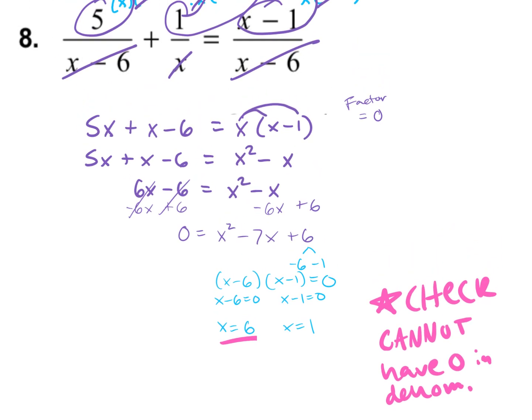We only have to plug it into the x's in our denominator to see. So if I have 6 minus 6, what's that? 0. So does 6 work? No. Let's just check 1 just to be super sure that 1 works too. What's 1 minus 6? Negative 5. So not 0, so it works. 1 in the denominator is just 1, so that works. And 1 minus 6 is negative 5, so not 0. So that 1 works. You cannot have 0 in the denominator. So if you end up with 2 answers, make sure you check.